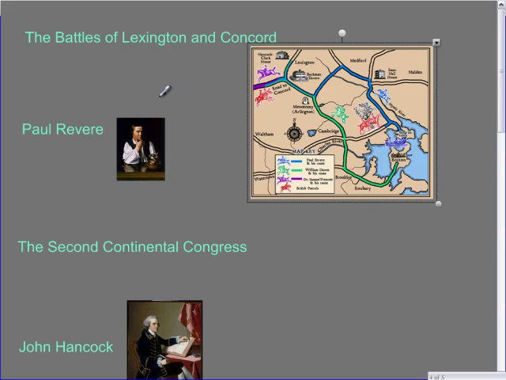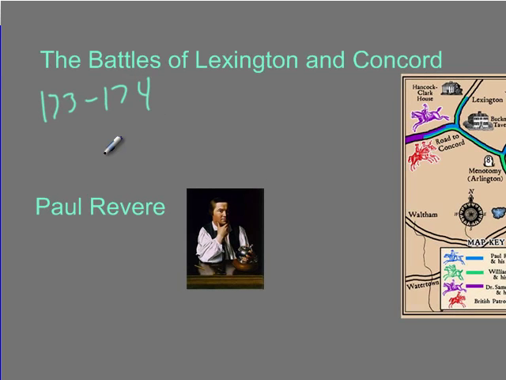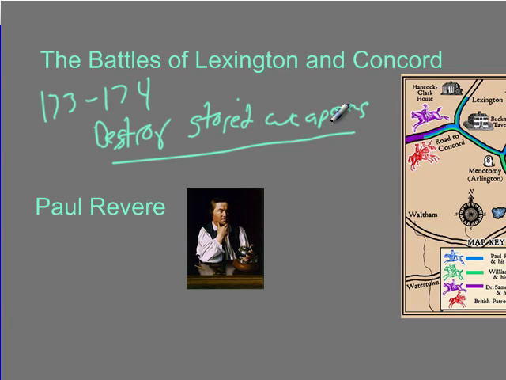So the British troops start marching on Concord because the colonists are storing weapons and ammunition in that city, and the British are going to march to Lexington and Concord to destroy those weapons and arrest some people. So that's the reason why these battles start. So we're looking at page 173 through 174. The British are marching there to destroy stored weapons. That's their whole purpose, really.